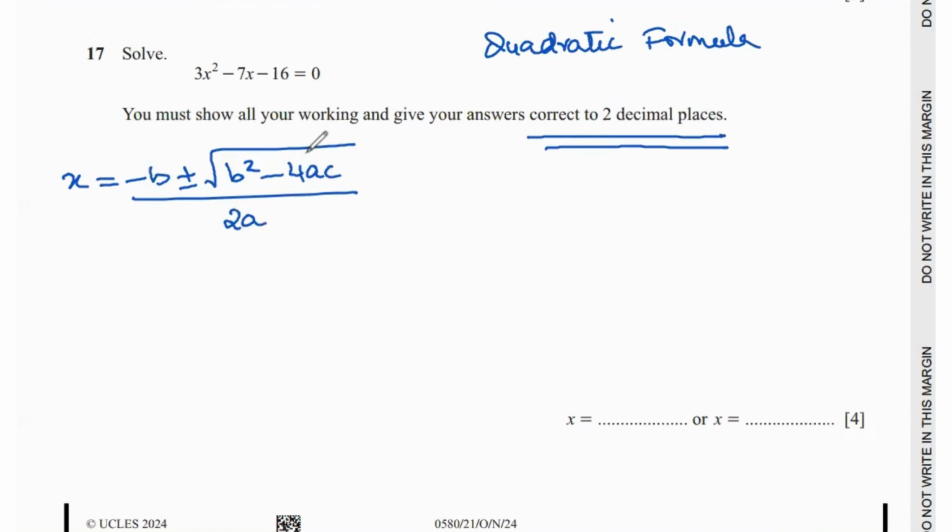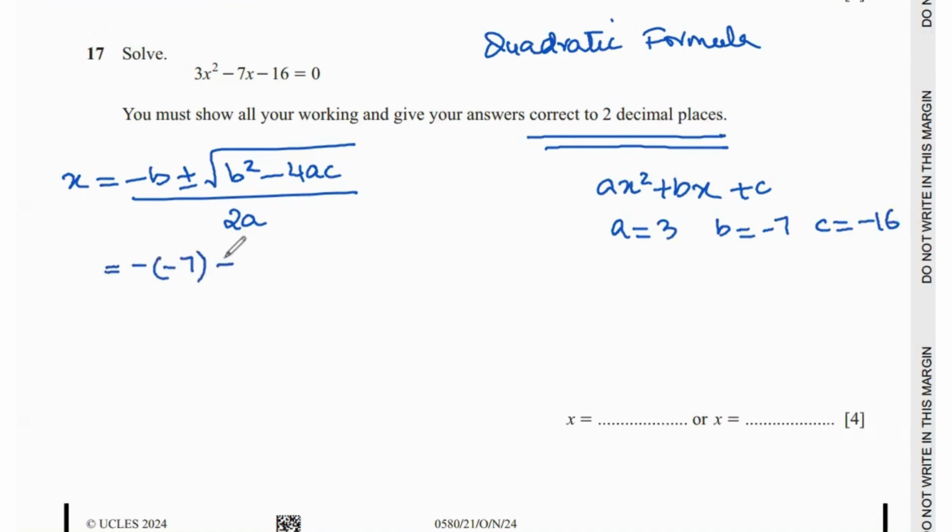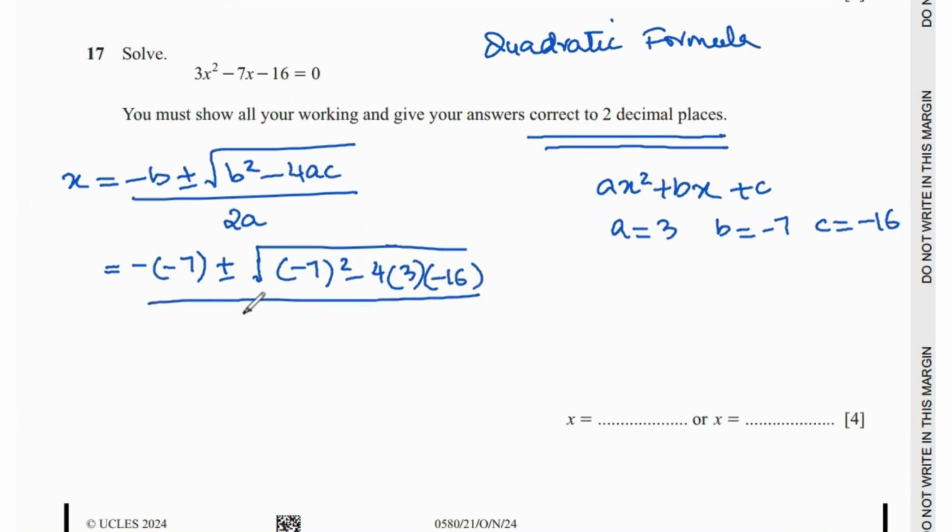Now, to figure out the value of a, b, and c, you need to remember that the standard form of a quadratic equation is ax squared plus bx plus c, where a is always the coefficient of x squared, b is always the coefficient of x, and c is the constant. So based on our equation, a is going to be 3, b is going to be negative 7, and c is going to be negative 16. So that's negative 7 plus minus root of negative 7 squared minus 4 times 3 times negative 16, divided by 2 times 3.